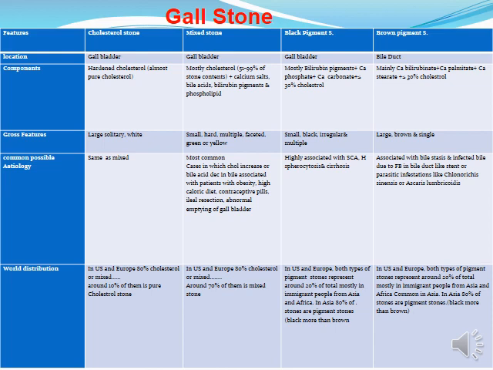While in black pigment stone, the common possible etiology is highly associated with sickle cell anemia, hereditary spherocytosis, and cirrhosis. Brown pigment stone, the common possible etiology is associated with bile stasis and infected bile due to a foreign body in the bile duct like a stent, or parasitic infestation like Clonorchis sinensis or Ascaris lumbricoides.